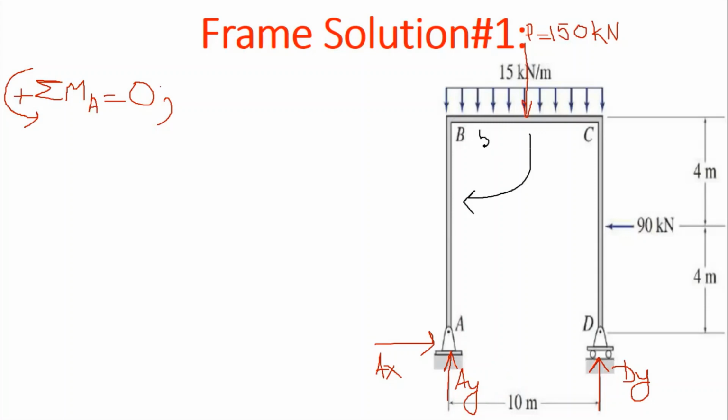And you know that this is 5 meter, and we will divide it equally on both sides for the UDL, uniformly distributed load. So what we have to do, this direction is negative, so minus 150 into 5, because it is a vertical force, so we have to multiply with the horizontal distance, so it will be 5 meter.